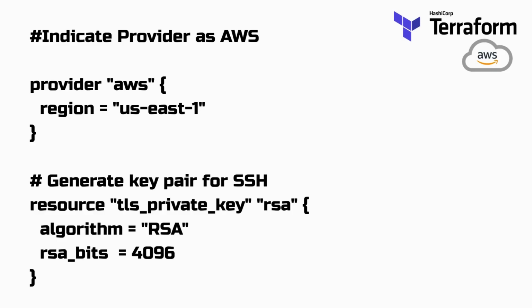between regions. Next, I use the TLS private key resource to generate a new SSH key pair. I'm using RSA with 4096 bits, which provides strong encryption. Instead of manually generating keys on my local machine, Terraform handles this for me automatically, which makes the setup repeatable and secure. This private key will allow me to authenticate securely when connecting to my EC2 instance.